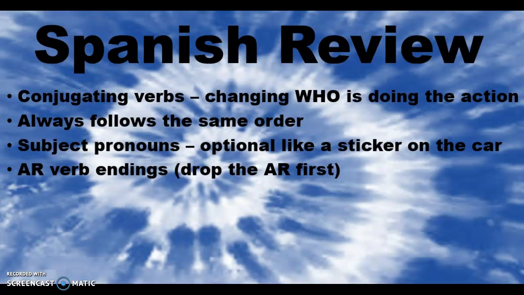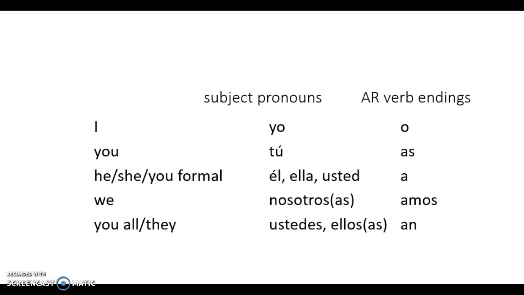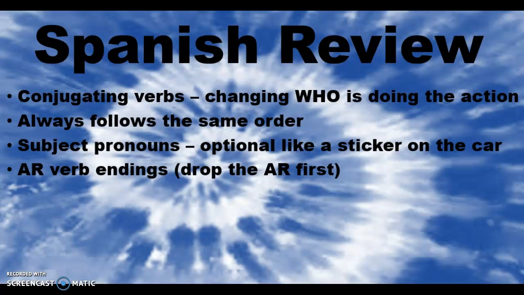Okay, so what we're going to quickly do is go through our Spanish review things with conjugating verbs. Remember, that's where we're changing who is doing the action. And we hopefully remember that the order of our verbs always goes I, you, he/she, we, you all, they. And we don't want to forget that you formal is really on the he/she line as well as it. Every verb always follows that order when we conjugate it.